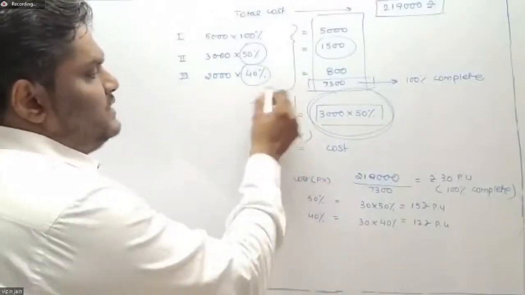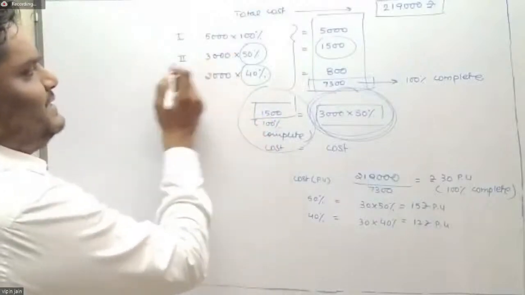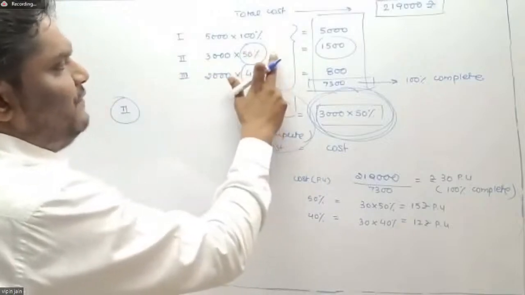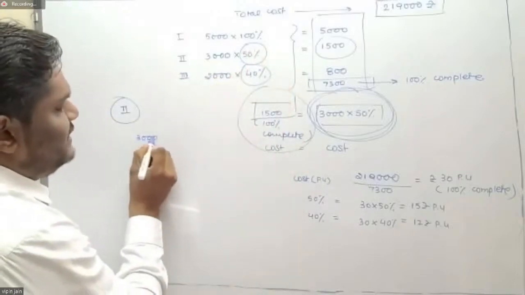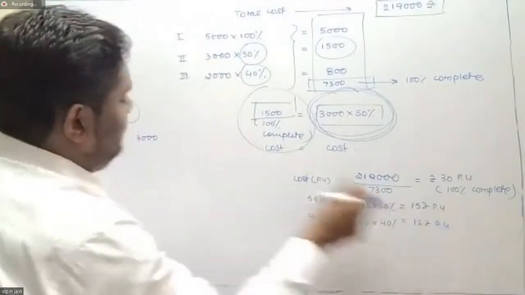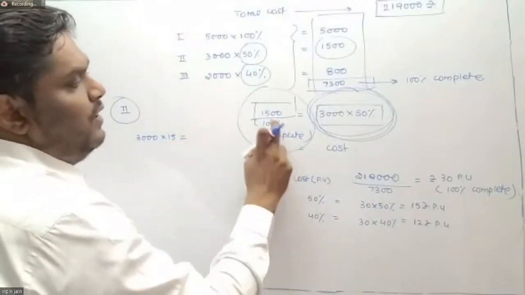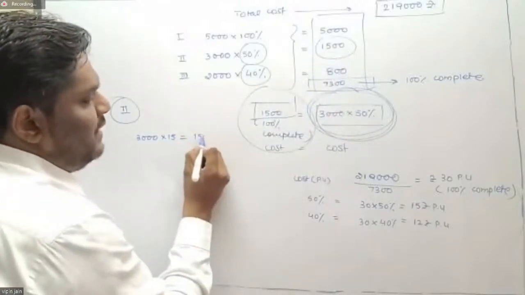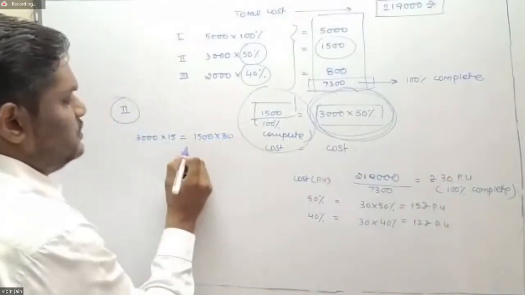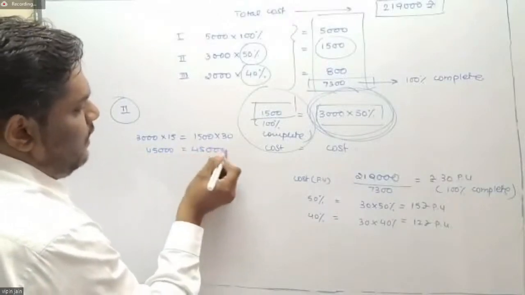When talking about this part, that is how the cost will be equal. So let's say in this case, second category, 3000 units which are 50% complete. So the cost of these 3000 units will be 3000 into 15 per unit. This will be equal to 1500 units which are 100% complete. So 1500 units into 100% completed cost is 30. So this cost will be equal, that is 45,000 and 45,000.